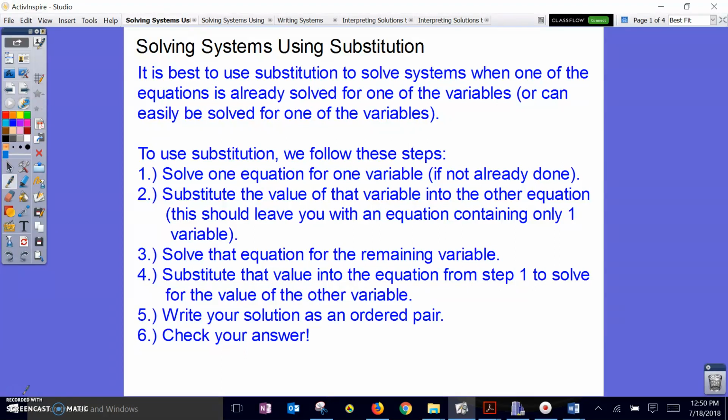Welcome back. In this video, we're going to look at how we solve systems using a second technique, the method of substitution.